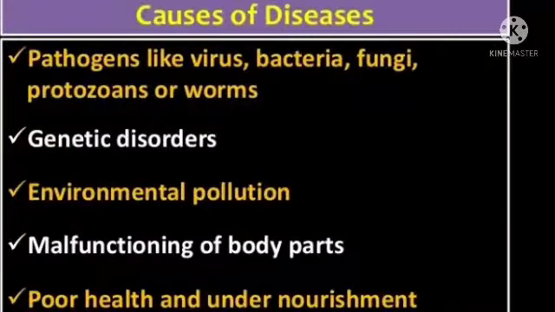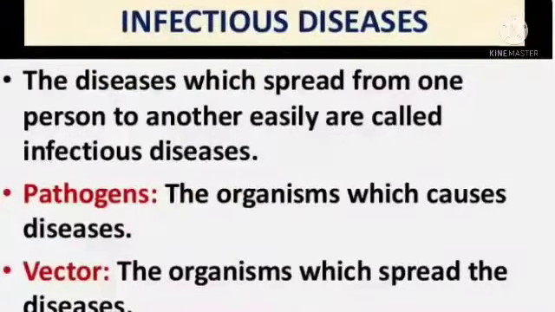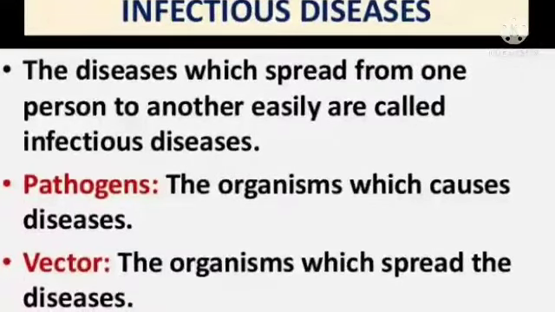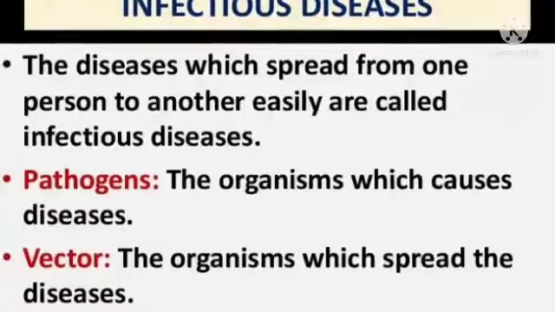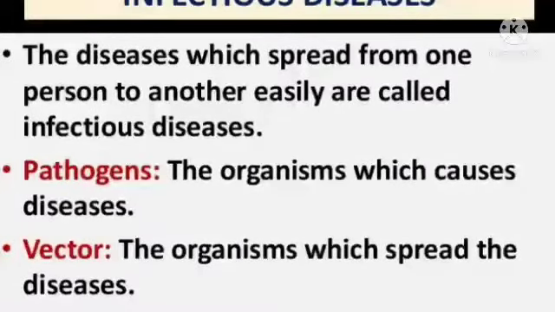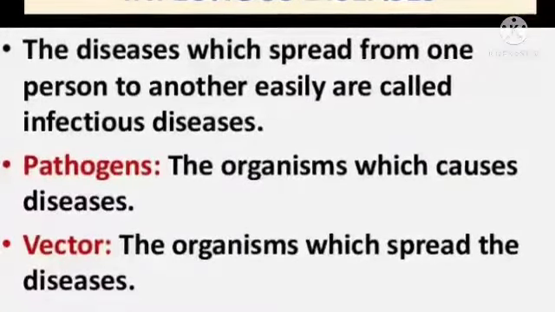Causes of diseases. Pathogens like virus, bacteria, fungi, protozoans or worms, genetic disorders, environmental pollution, malfunctioning of body parts, poor health and undernourishment. Infectious diseases. The diseases which spread from one person to another easily are called infectious diseases. Pathogens are the organisms which cause diseases. Vectors are the organisms which spread the diseases.